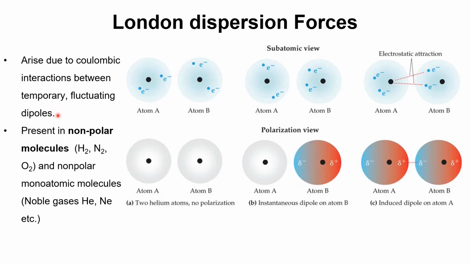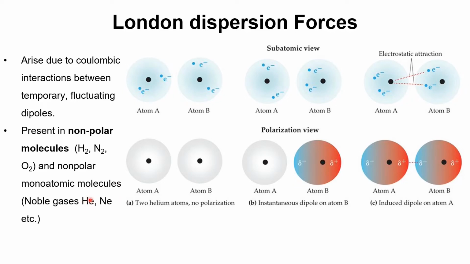It means that these forces are not present in the polar molecules, because polar molecules have a permanent dipole, but here we are talking about temporary fluctuating dipoles. These are present in non-polar molecules like hydrogen molecule, N2 molecule, O2 molecule, and also in monoatomic molecules, for example helium, neon, etc. Here I have explained these London dispersion forces by taking the example of helium atom.